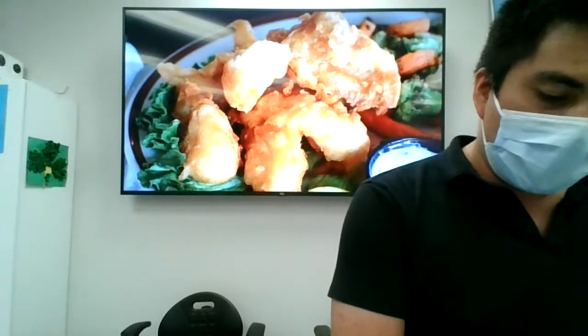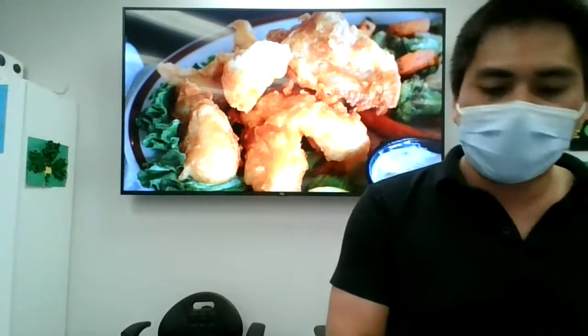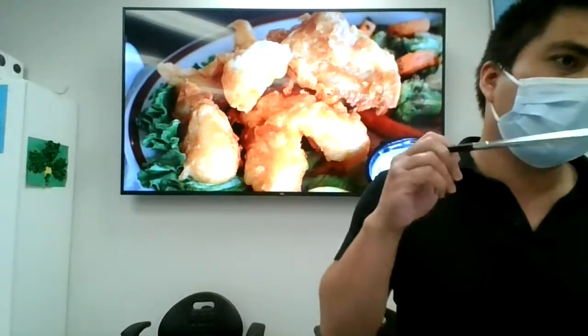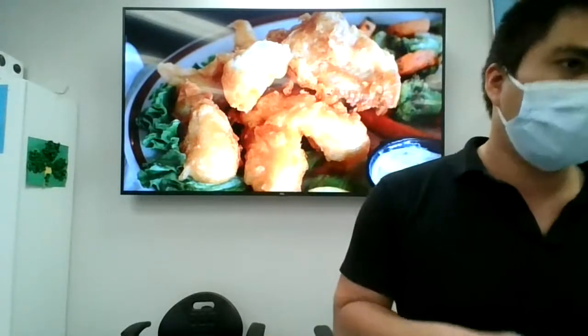Yep. And the beer batter one seems to be the more popular one because it's usually the catch of the day. Okay, so it's fresh. Usually, yes. So yeah, hey, Katie, you like walleye? Yeah.